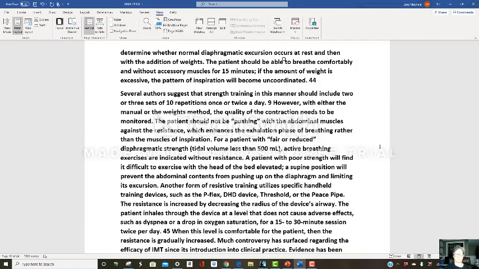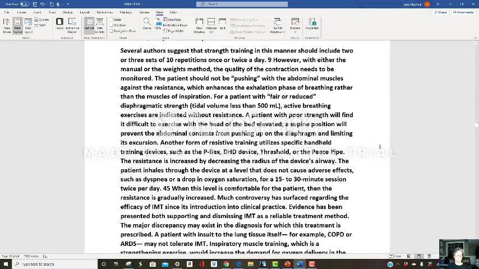Several authors suggest that strength training in this manner should include 2 or 3 sets of 10 repetitions once or twice a day. However, with either the manual or the weights method, the quality of the contraction needs to be monitored. The patient should not be pushing with the abdominal muscles against the resistance, which enhances the exhalation phase of breathing rather than the muscles of inspiration.